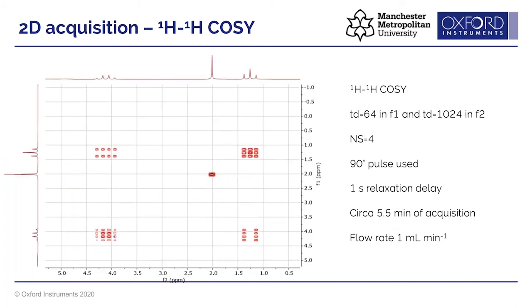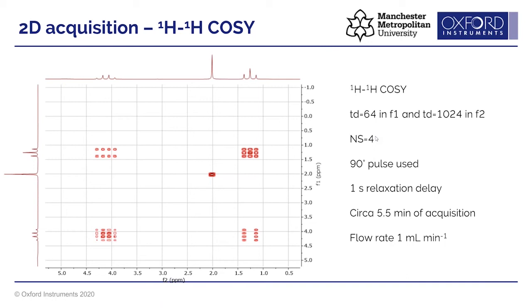And before I did that, I started to think about how few time domain points I could get away with in the F1 direction. So I've now halved the number of time domain points used in F1, which is the vertical direction, and kept the number of scans the same. So I've only changed one variable in collecting this 2D spectrum, and this has taken about 5.5 minutes of acquisition time. We are looking at neat ethyl acetate, so I'm not looking at a reaction here, but just showcasing again what we can do in terms of acquiring a 2D spectrum.